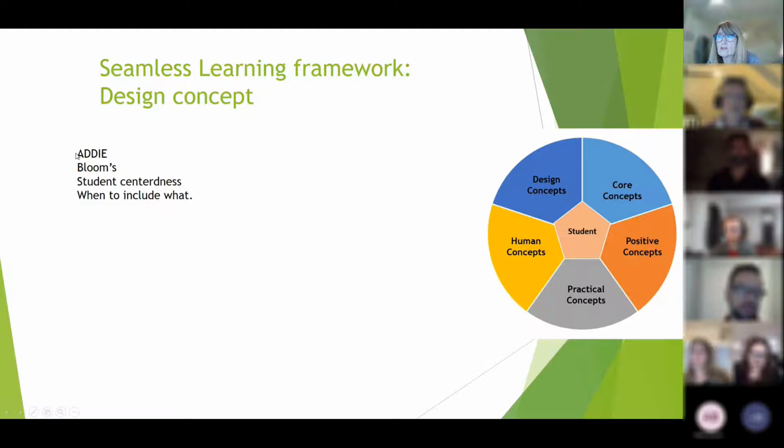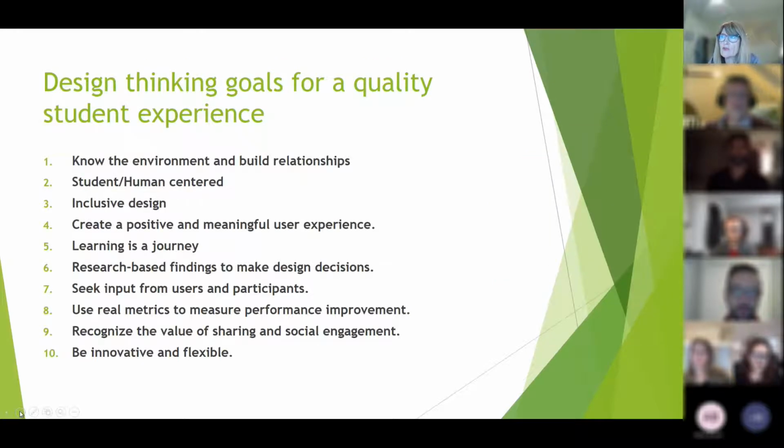Now, I started with ADDIE and Bloom, so we keep that as the main approach, but we also always keep in mind that it's student-centered. So the design concepts include all of these, and we want to bring in as seamless a learning experience as possible for the student, and you see the students there in the center. Okay, so I think this SLED model is quite clear now.